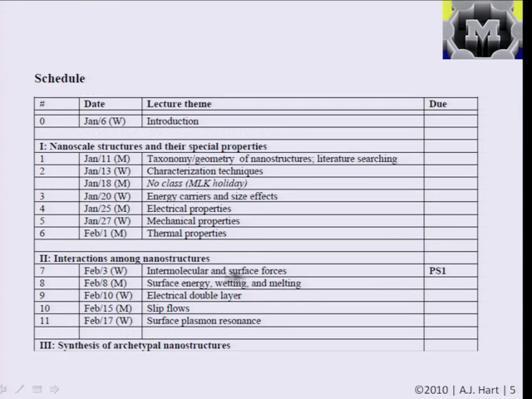And today we'll talk about intermolecular and surface forces. And Monday we'll talk about surface energy and wetting and melting. So today we're going to talk about how atoms and molecules effectively feel each other, and how those interactions can be summed to relate to the interactions between bodies.